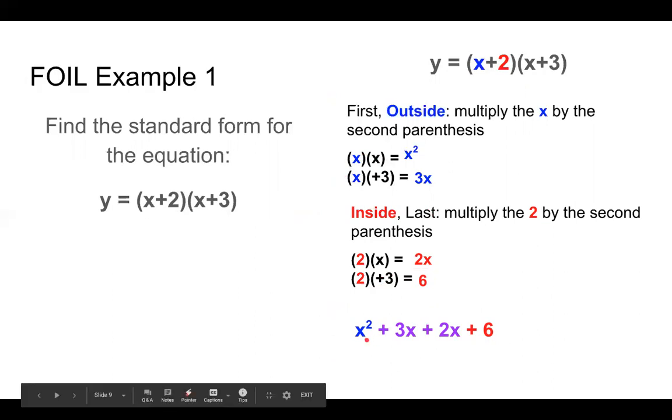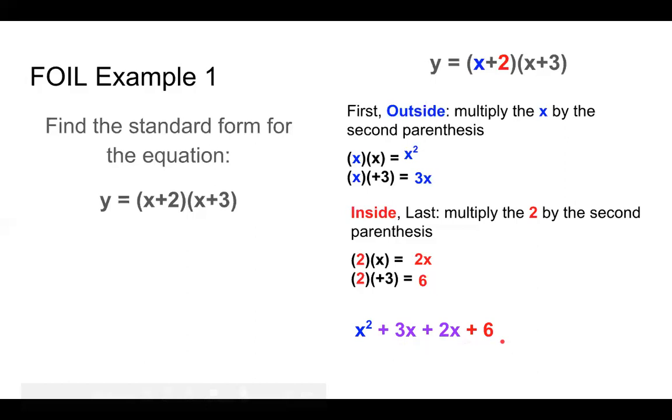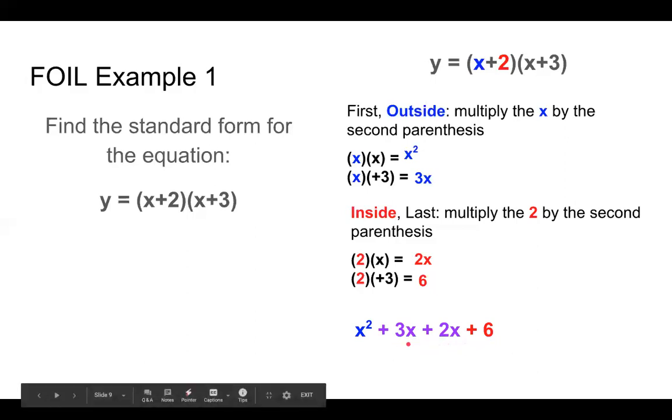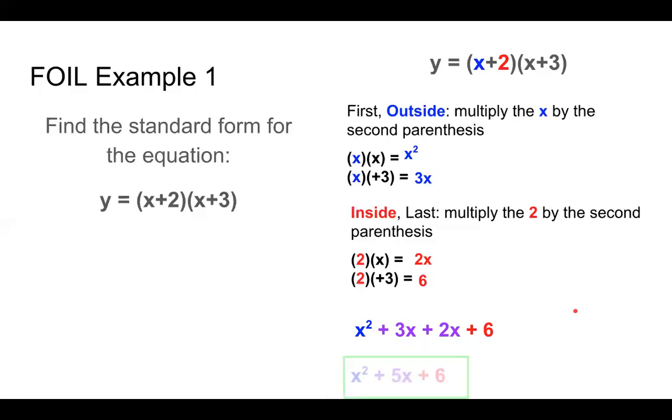So x squared is the only x squared. 6 is the only number without any variable. But this 3x and 2x, I have to combine those like terms. So once I combine everything, my final answer should be x squared plus 5x plus 6.